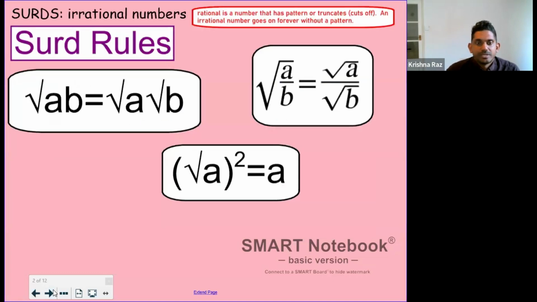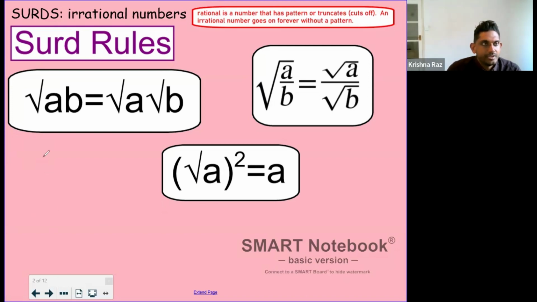So here are three basic rules for surds that we'll be looking at in the first video. The square root of AB is equal to root A root B. The square root of A over B is equal to root A over root B. And if we do the square of a square root, those actions cancel each other out and we're just left with the number that we started with. So root A squared is A.